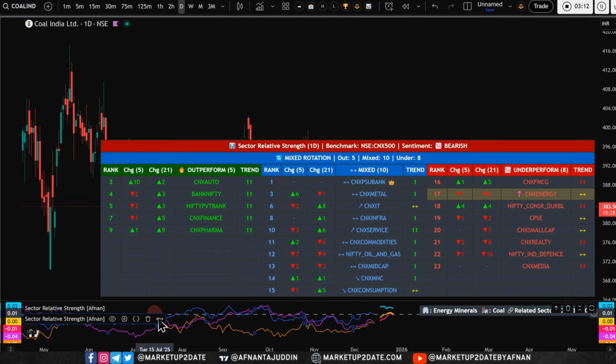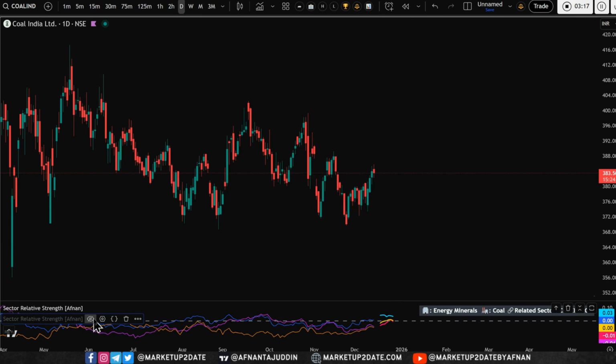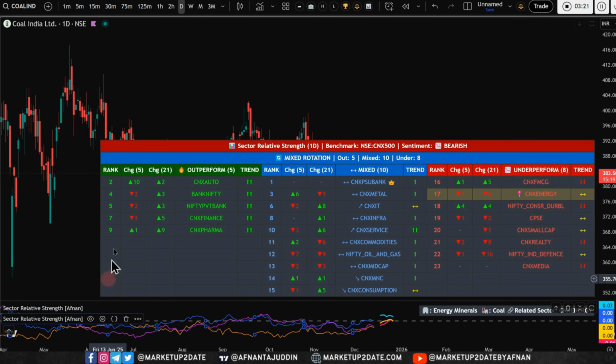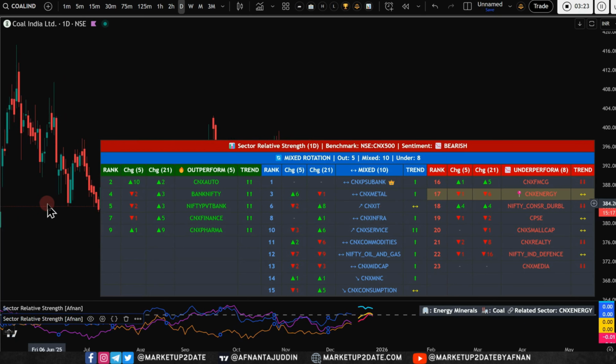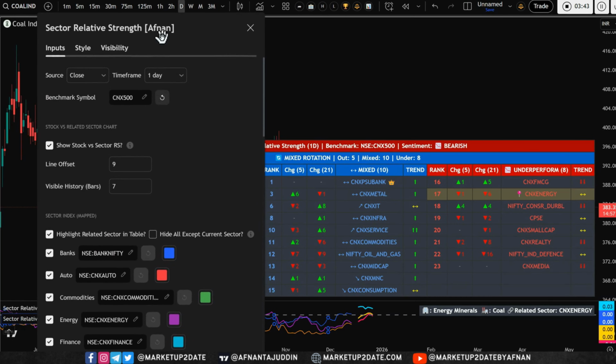Why is this unique? To get this type of information manually, you would need to calculate relative strength for every sector, compare each one to the benchmark, measure multiple lookback periods, analyze rank movement, detect trend alignment, and build a heat map. It is too much work, and most traders never do it. This indicator does everything automatically, and it shows all 26 sectors updating live as you change charts. No other TradingView indicator offers this.